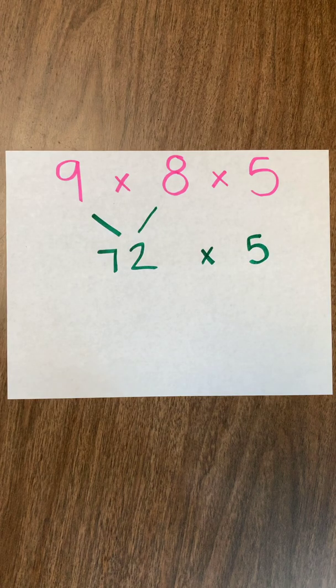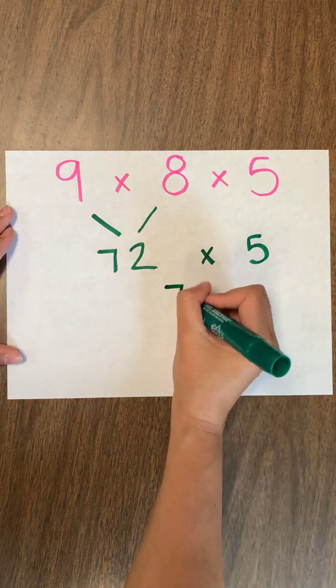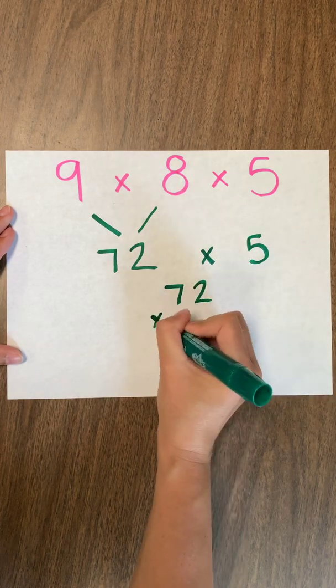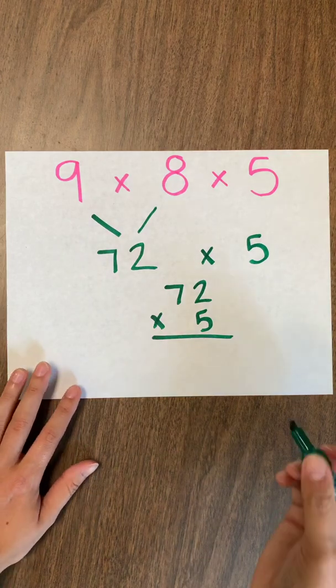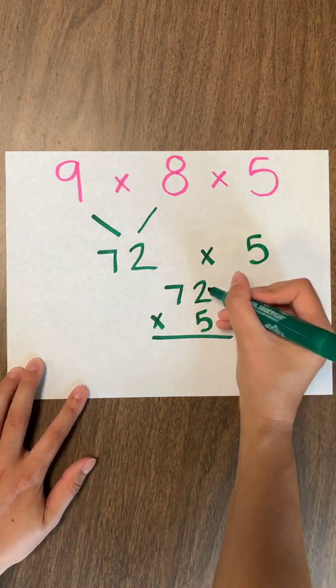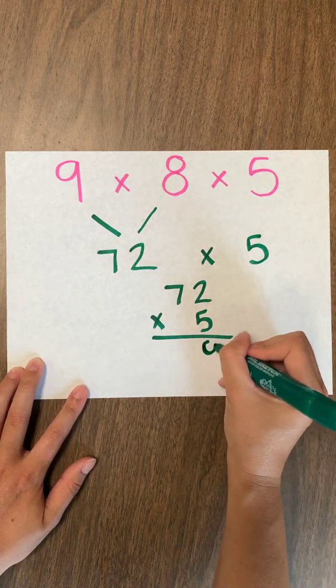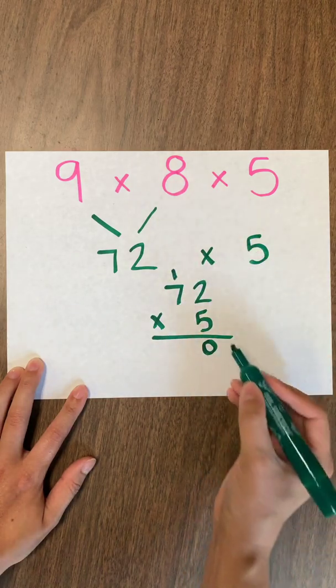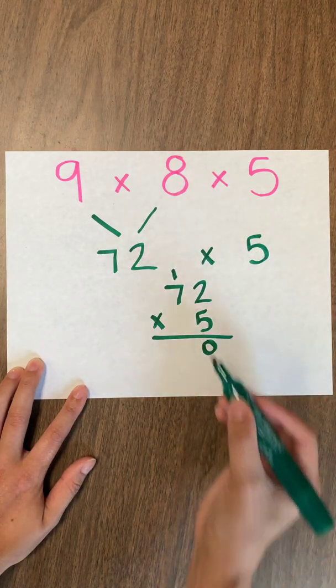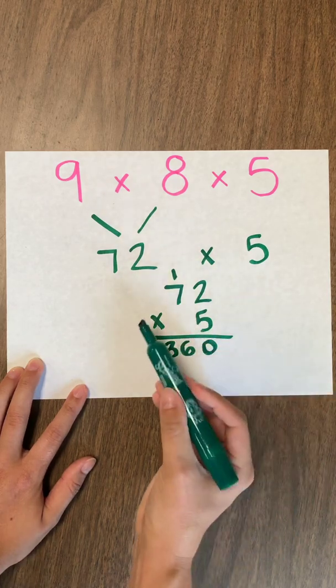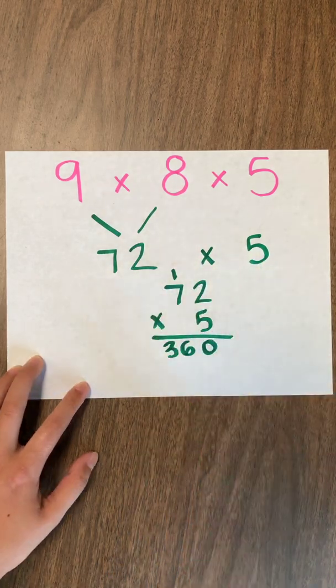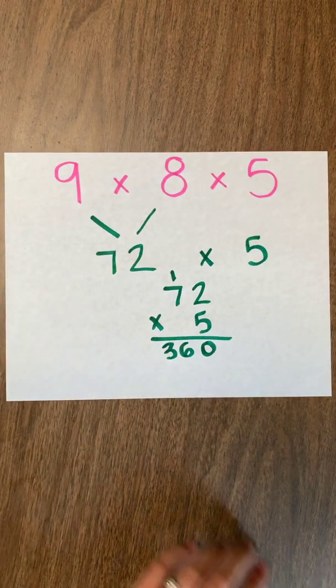So now we have the problem 72 times 5. To make sure I'm being accurate, I'm going to stack that problem because it is a large multiplication problem. So now we have 72 times 5. Here we go. 5 times 2 is 10, so write the 0, regroup the 1. 5 times 7 is 35, add 1 more, that makes 36. So now we know that 72 times 5 is 360 as our final answer.